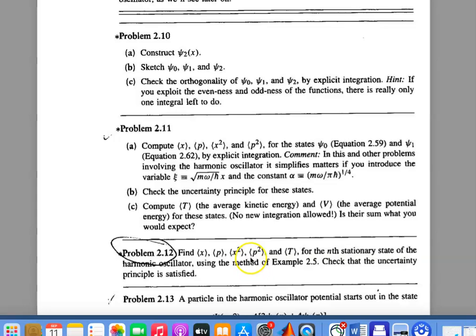And then once you get each of these, you can then figure out the uncertainty principle. You can calculate the uncertainty, and it had better come out that delta x times delta p is always greater than or equal to h bar over 2. Okay, that's all I wanted to share with you on this problem.